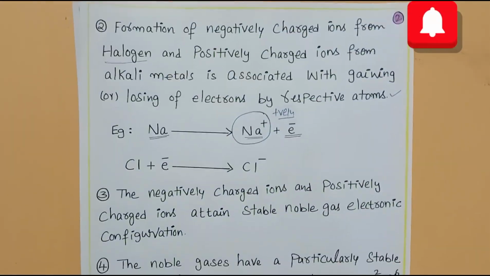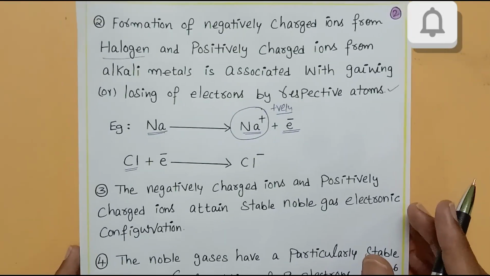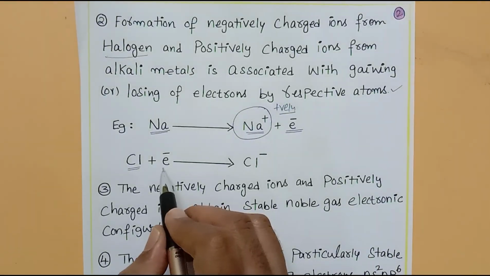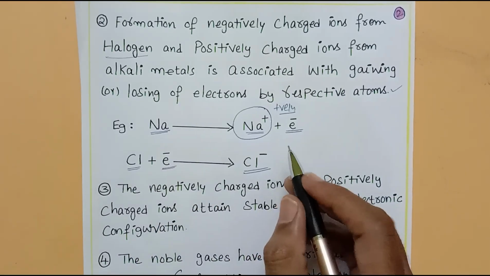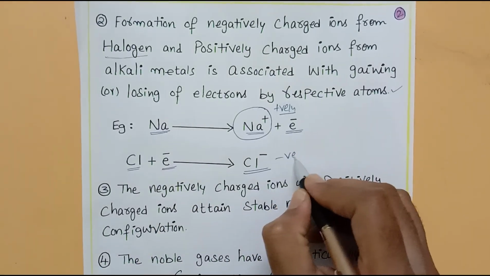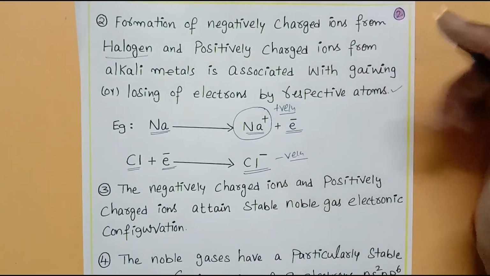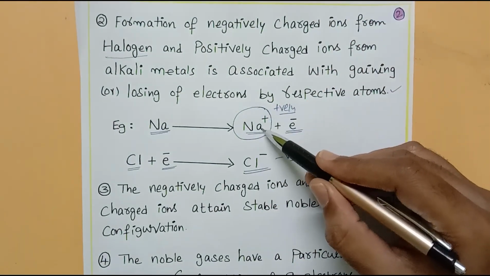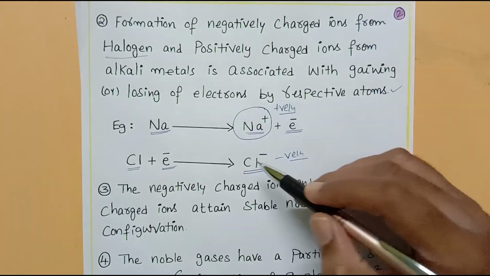Similarly, the halogen chlorine atom is going to gain the electron and convert into the chloride anion, which is a negatively charged ion. So in the second point he is describing the formation of a positively charged ion and a negatively charged ion by the loss and gain of electrons respectively.